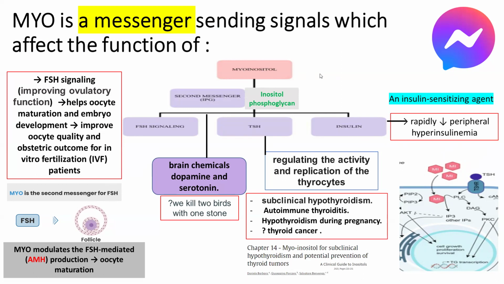dichiro-inositol. Dichiro shares with myo-inositol the insulin sensitizing or insulin mimicking functions, and there are many studies on myo-inositol regarding it as an FSH signaling second messenger, TSH, and some brain biochemicals like dopamine and serotonin. We have to know that myo-inositol modulates FSH-mediated AMH production, and this will help oocyte maturation as well.